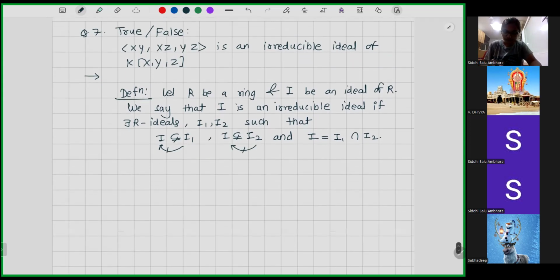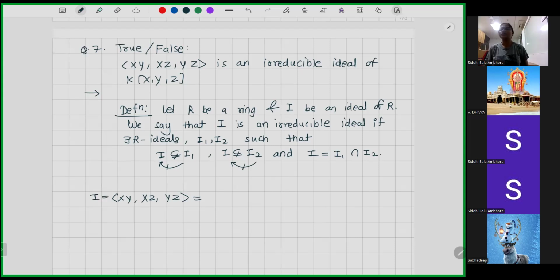So we have this ideal (xy, xz, yz). Can you guess whether this is an irreducible ideal or not? Can you give me two ideals which contain this ideal I properly, none of them equal to I, and whose intersection actually gives me this ideal I? Or do you think that this is an irreducible ideal?